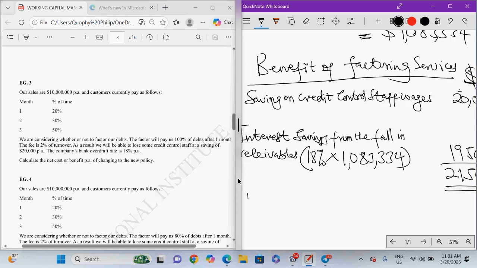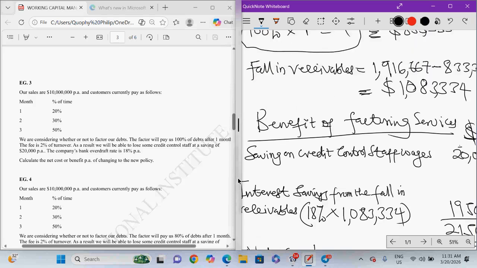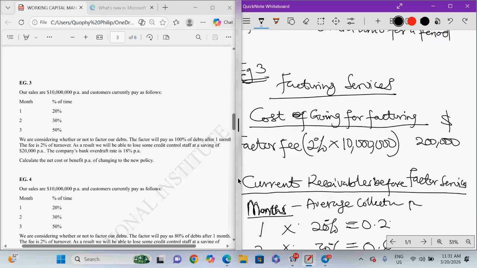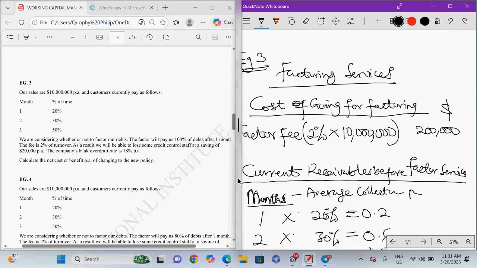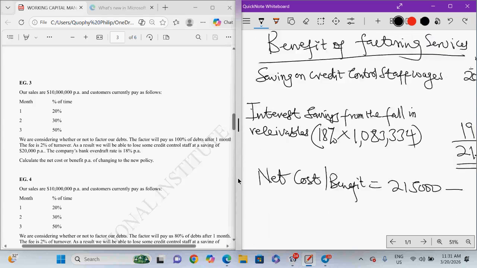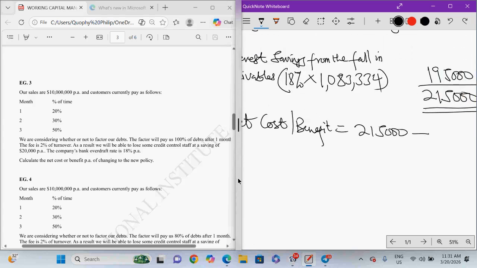So will it be a net cost or a net benefit? What is the net cost or benefit? Is it 215,000 minus what? What is the cost? 200,000. So what is the difference? 15,000. So is it a net cost or net benefit? Net benefit.